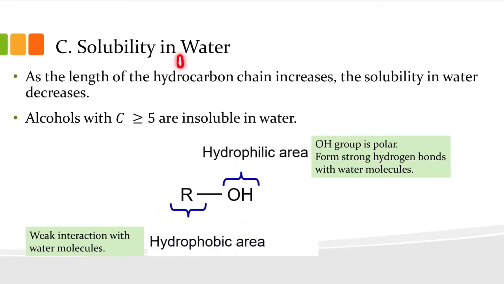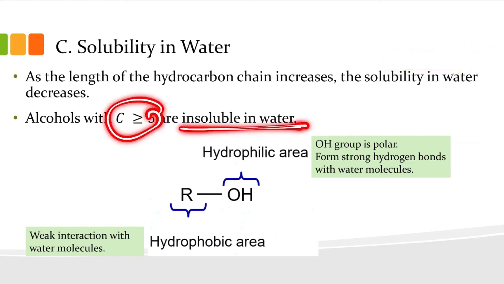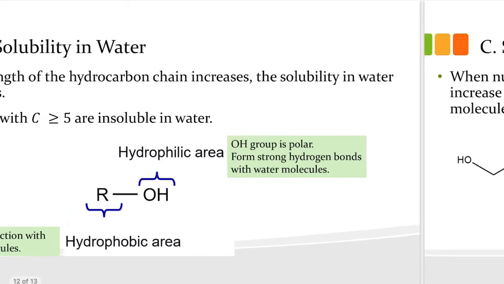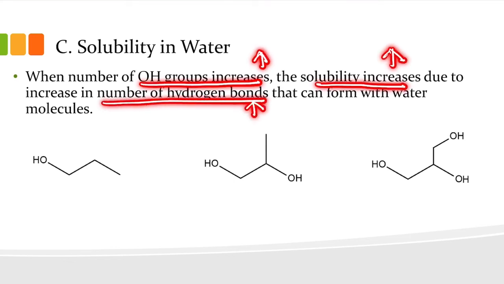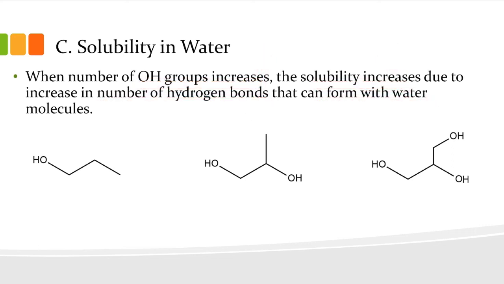Therefore, as the length of the hydrocarbon chain increases, the solubility in water will decrease. Thus, alcohol with carbon more than or equal to 5 is insoluble in water. Now, let's take a look at what happens when the number of OH groups increases. Actually, when the number of OH groups increases, the solubility also will increase due to the increase in the number of hydrogen bonds that can form with water molecules.